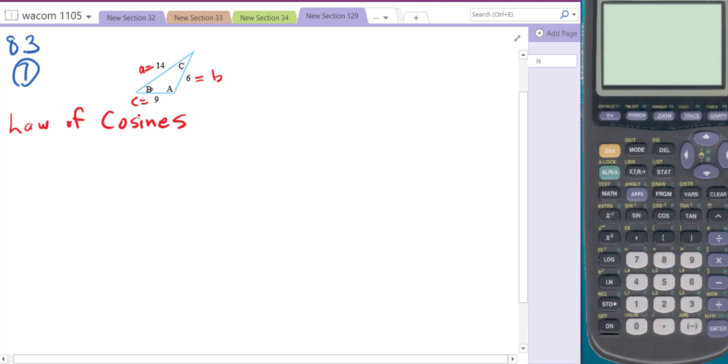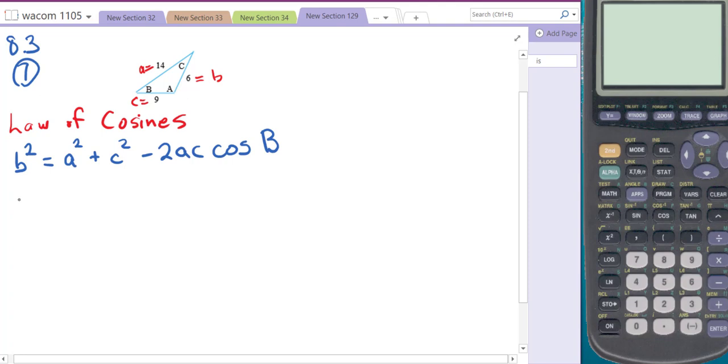So I am going to use B squared equals A squared, so the ones we don't have, plus C squared minus 2AC cosine of angle B. All right, and now we'll fill in what we do have. All right, B squared, right? So I'll just plug in and then I'll do the work.